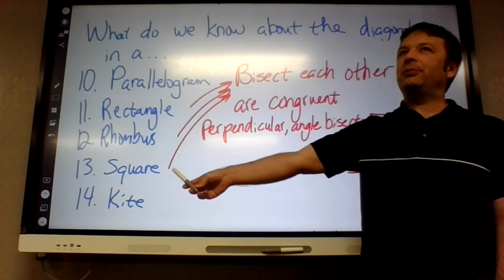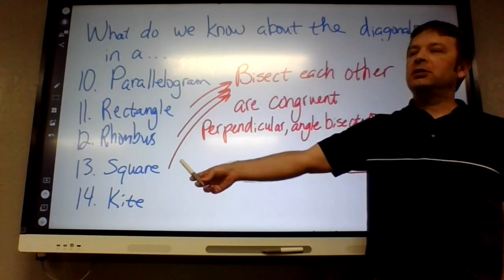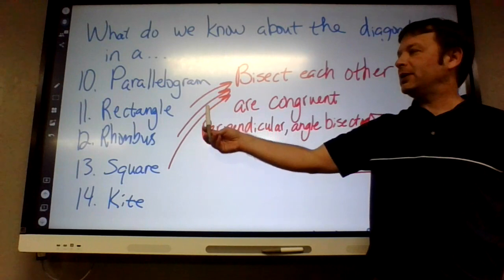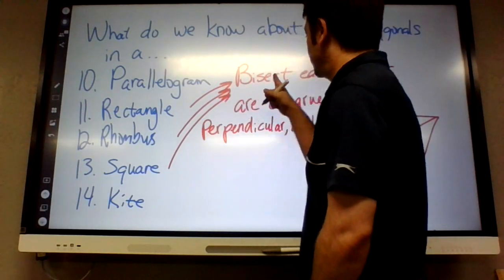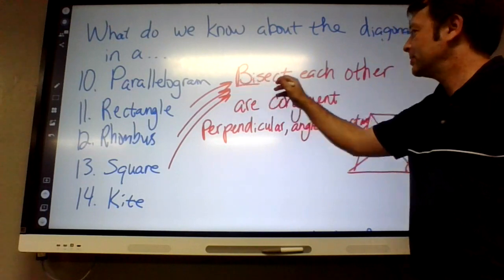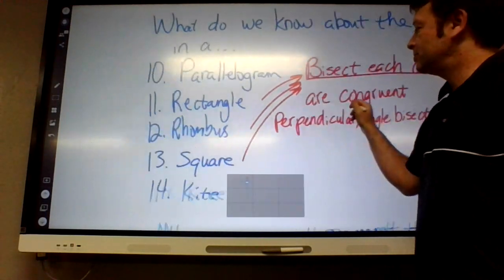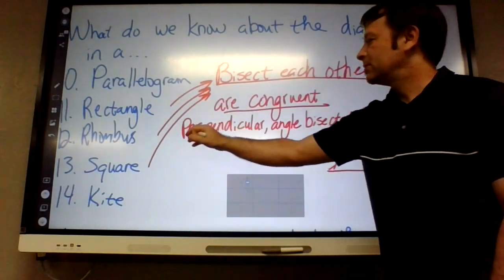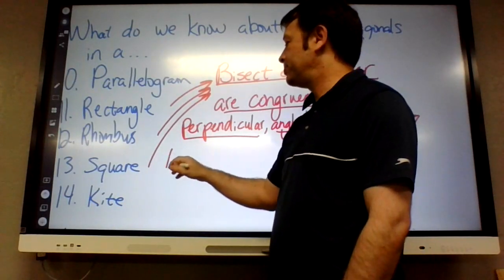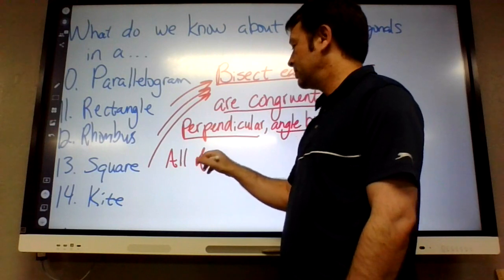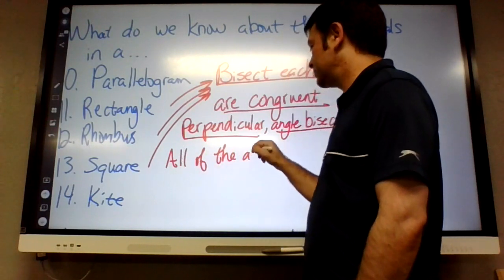Square. What do we know about a square? Everything's the same. Okay, a square is a rectangle and a rhombus and a parallelogram. So it's like everything up here. There's four things up here: 1, 2, 3, 4. So I'm just gonna put all of the above.